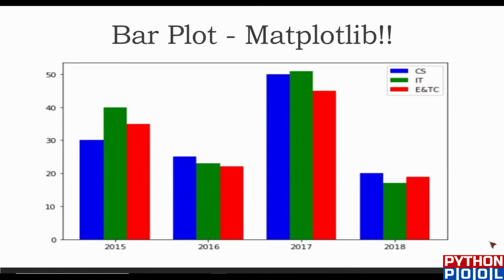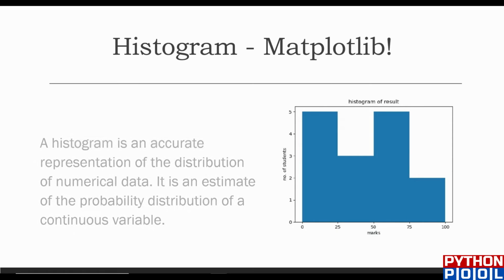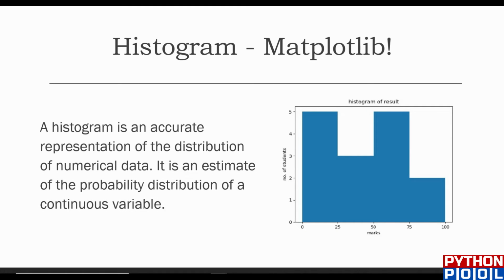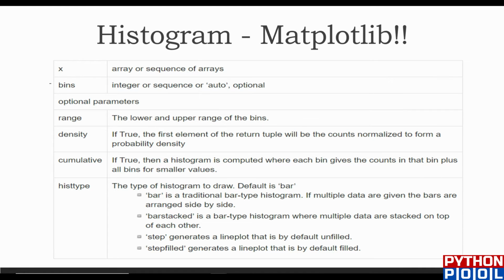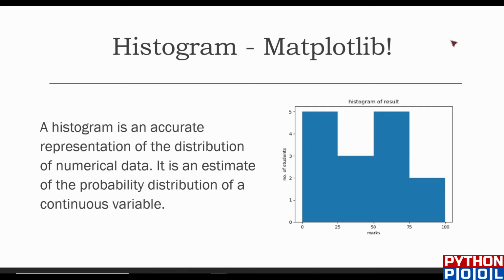After the bar plot, let's jump to the histogram. Let's see what a histogram is. A histogram is an accurate representation of the distribution of numerical data. Unlike a bar plot, it does not have gaps between adjacent bars. That type of graph is known as a histogram. We have certain properties to give to a histogram function, like bins, or we could give the range, density, and histogram type, whether it should be bar, bar stacked, or step filled. So let's see today the program for this type of histogram.